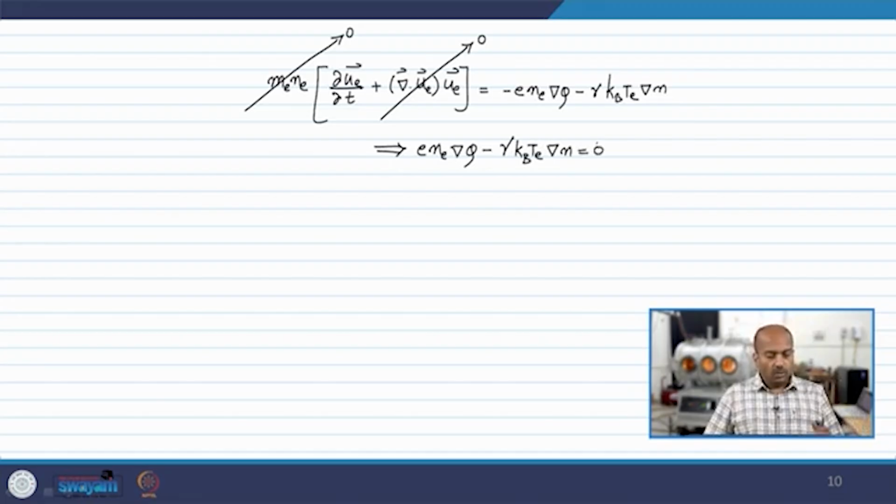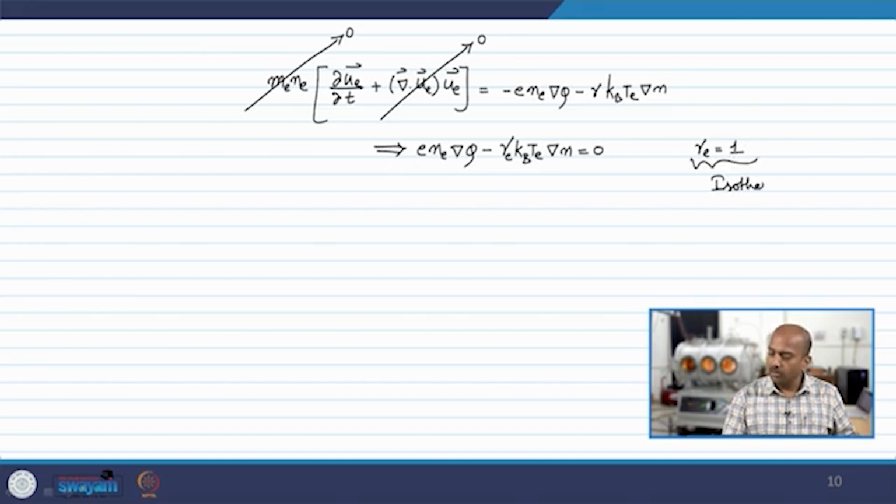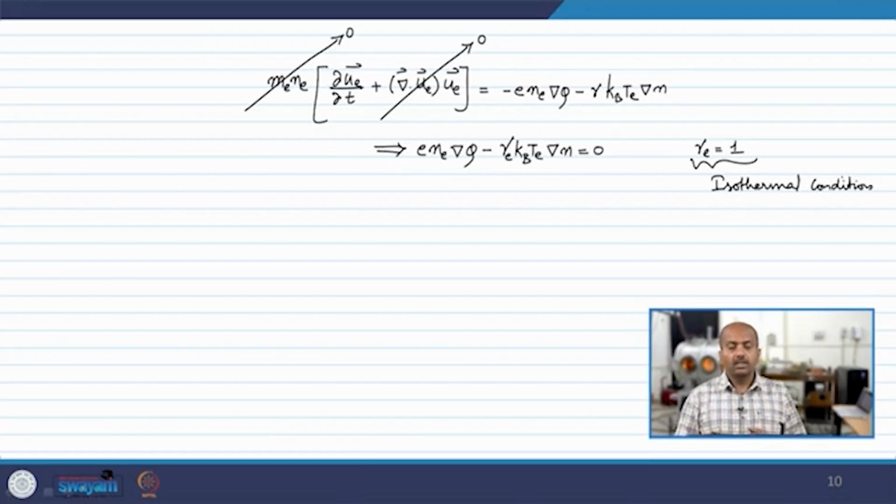Now, for slow ion waves, the electrons move very fast and they equalize the temperature among the entire plasma. Thereby, you have an isothermal picture, and if it is an isothermal picture, you can take the ratio of specific heats γ_e to be equal to 1. When is this valid? This is valid only when you have a perfectly isothermal condition. The assumption is that the electrons, because of their small mass, will move around and equalize the temperature. They will bring the temperature into equilibrium.